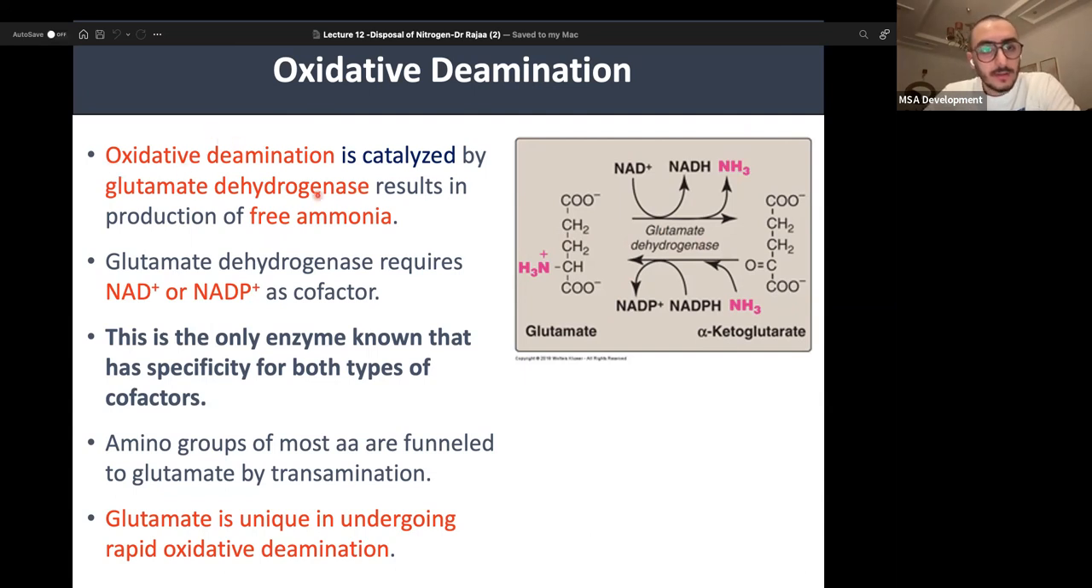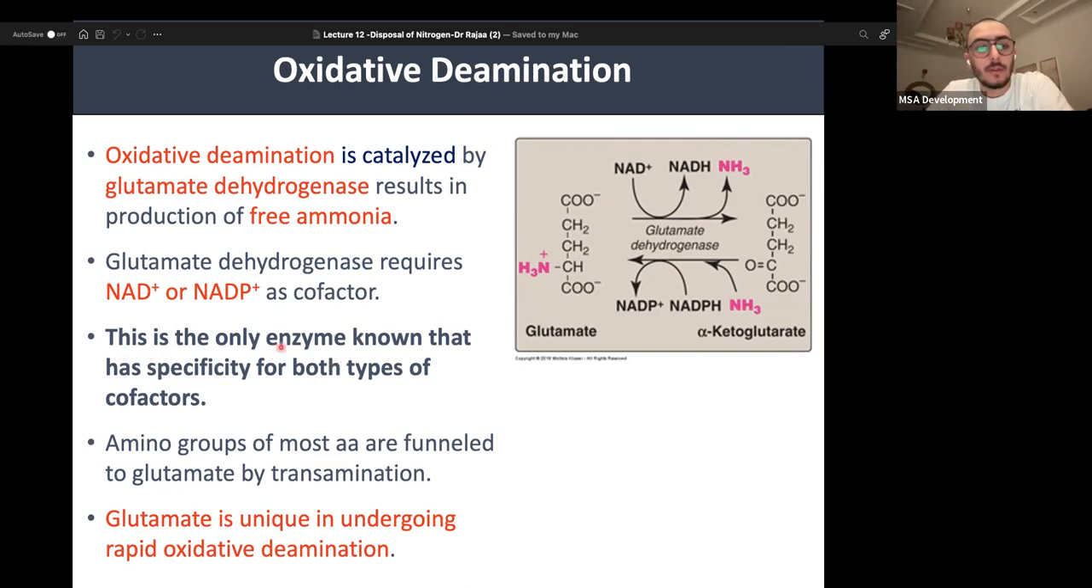Let's go over the text here. Oxidative deamination is catalyzed by glutamate dehydrogenase, and results in production of free ammonia. As I said here, free ammonia comes from glutamate, by glutamate dehydrogenase, from glutamate which we got from the transamination. I want this link to be in your heads, guys. It's very important. From transamination, we got glutamate, which has the ammonium group in it, and now oxidative deamination will take this ammonium and give it to the urea cycle in order to get rid of it.